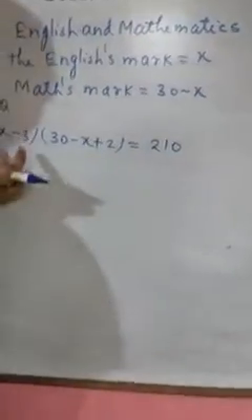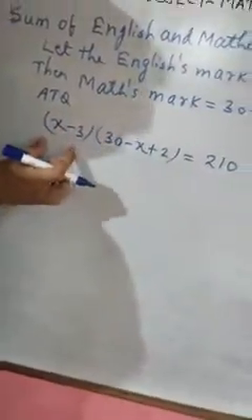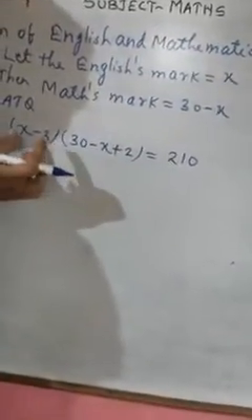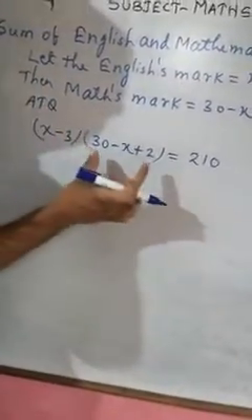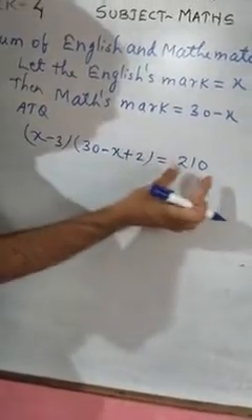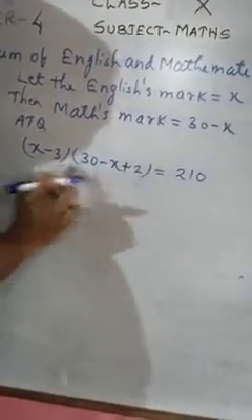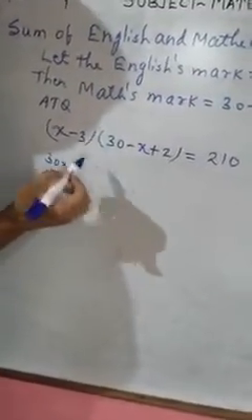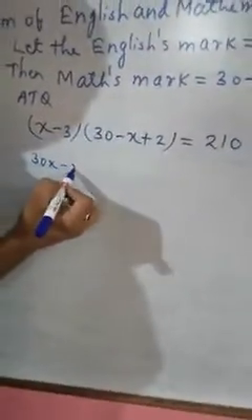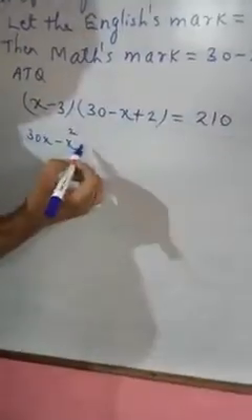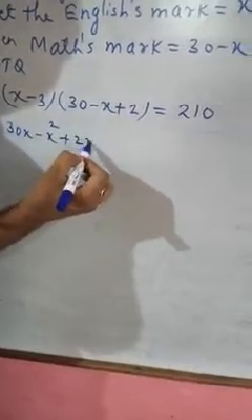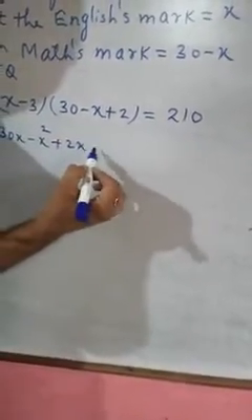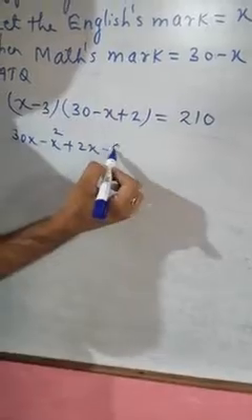Now you can understand how it is: English marks is x, and according to the question you have to subtract, meaning we put the minus sign, and in mathematics marks you have to add plus 2. So when we multiply both the marks, it is equal to 210. Now we'll open the bracket. x into 30, 30x. x into minus x square. x into 2, 2x. Minus 3 into 30, 90.